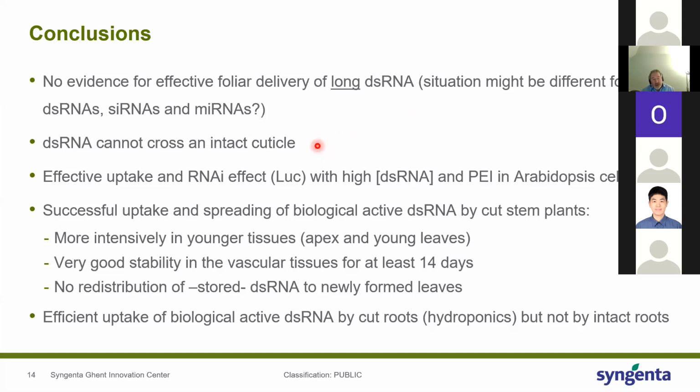So we tried to push it through the cuticle. We were able to do that. In a cell line, we could deliver double-stranded RNA that triggered an RNAi response. In this kind of hydroponic experiment, we showed that in cut plants, there is an efficient uptake and spreading of double-stranded RNA in the plant tissue, which is more intensive in younger tissues versus older tissues. We also see a very good stability of the store of the RNA that was taken up. But we don't see any redistribution once it is inside the plant to newly formed leaves. And also in the roots, you can trigger double-stranded RNA uptake if you clip some roots, but with intact roots, it's not efficient.